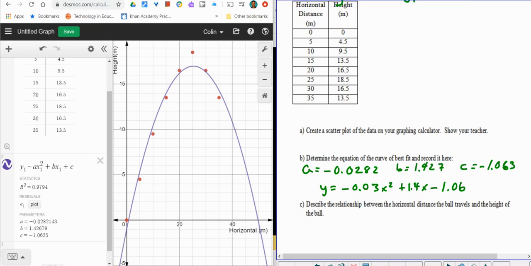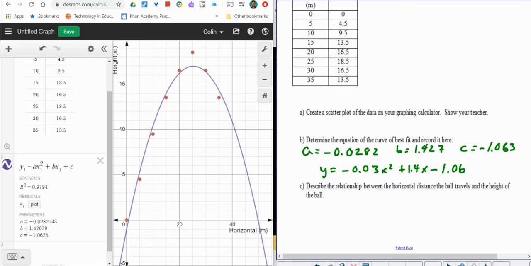Now, how would you describe this? Well, it's nonlinear. It is quadratic. It rises, then falls. So that's it. Yeah, that's great.